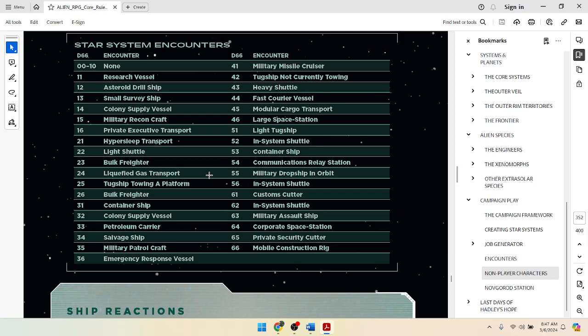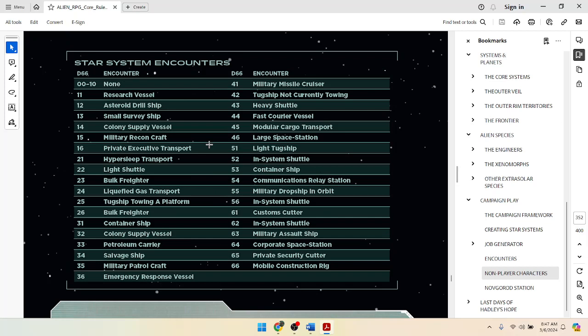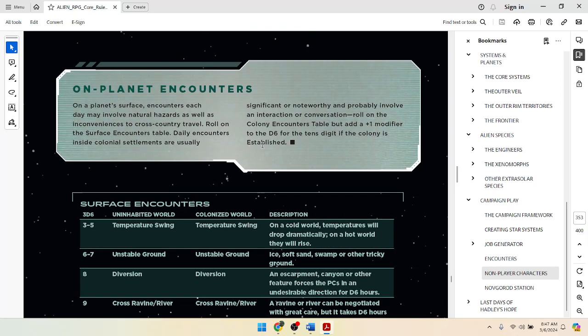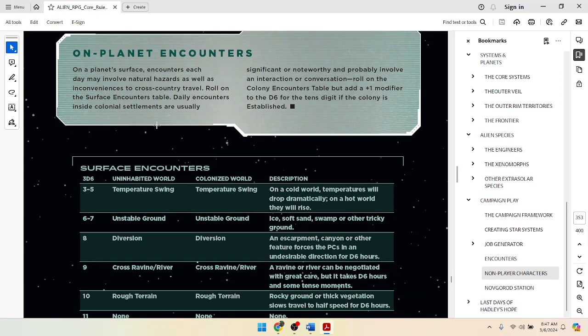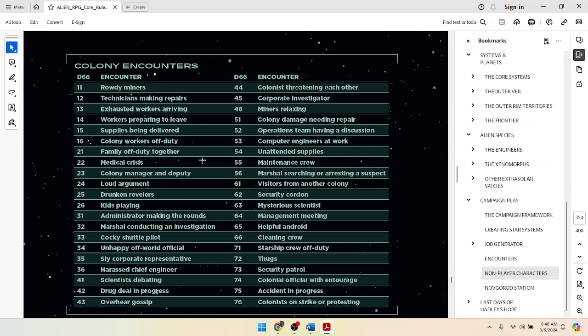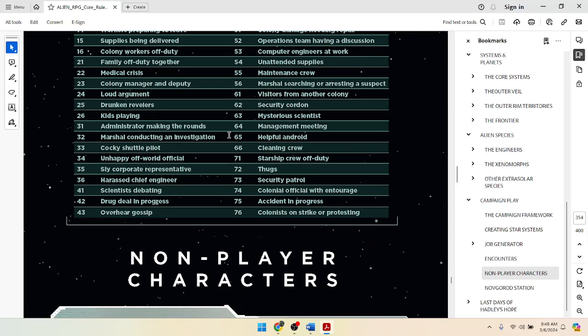Sometimes with these encounter tables, going through them on the fly and trying to make that into a story can be a challenge. That's why sometimes I'll roll encounter tables beforehand and have some notes set up around that. So what is this encounter all about? Not just a random thing that's happening. All right, so on-planet encounters, we might be looking at this later. Colony encounters, definitely might be looking at this later.